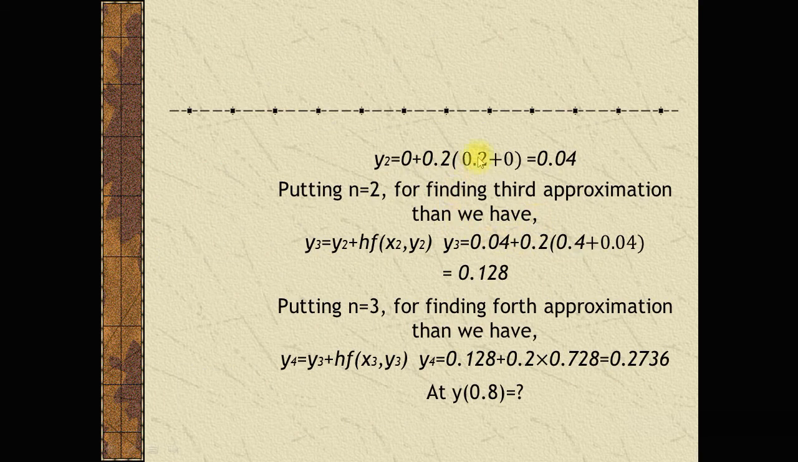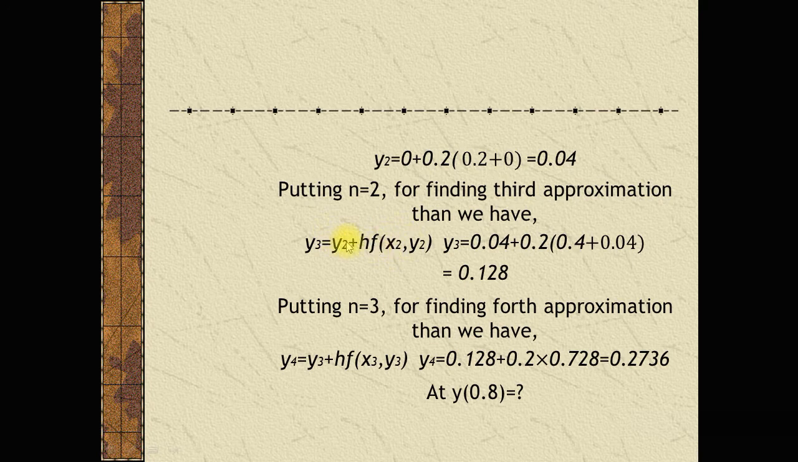Now you see over here, this is x1 and this is y1. So after simplification, we obtain the value of y2 is 0.04. Now for n is equal to 2, the formula will be y3 is equal to y2 plus h f at x2 y2, and the function f is defined by x plus y. So now we obtain here x2 plus y2.